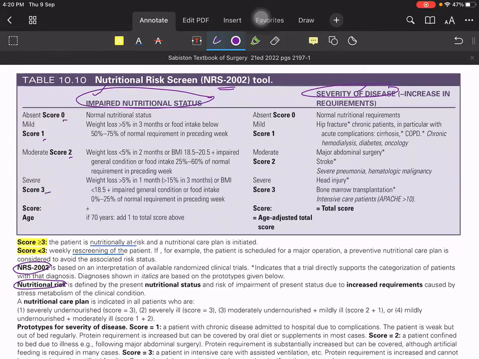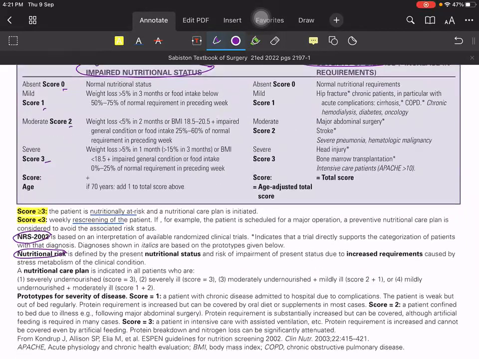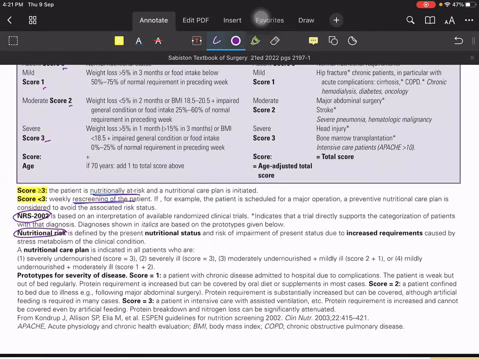So just remember these things: the impaired nutrition status you have to know, and the severity of the disease you have to know. A score of 3 or more means the patient is at nutrition risk, and a score less than 3 means weekly rescreening of the patient. For example, if the patient is scheduled for a major operation, preventive nutrition care is considered to avoid associated risk. But remember this term: more than 3, less than 3.